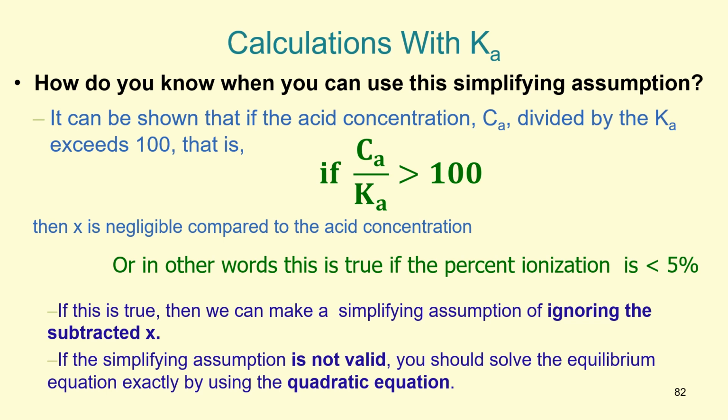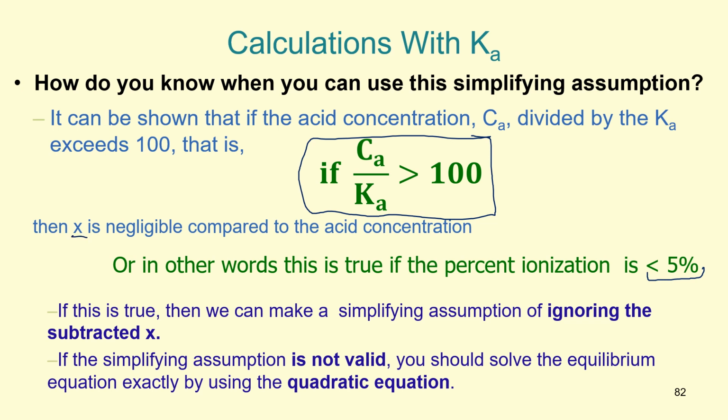And like I said, pretty much if it's less than 5%, we're going to be able to use this little trick. The way to tell if ionization is less than 5% is to look at this value, Ca over Ka. If you take the concentration of the acid, Ca stands for concentration of the acid, divide it by the Ka, and if it's greater than 100, that means that X is negligible.